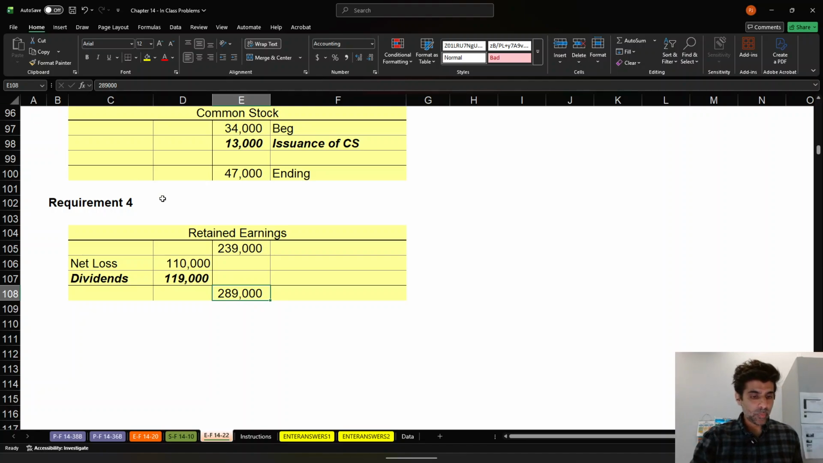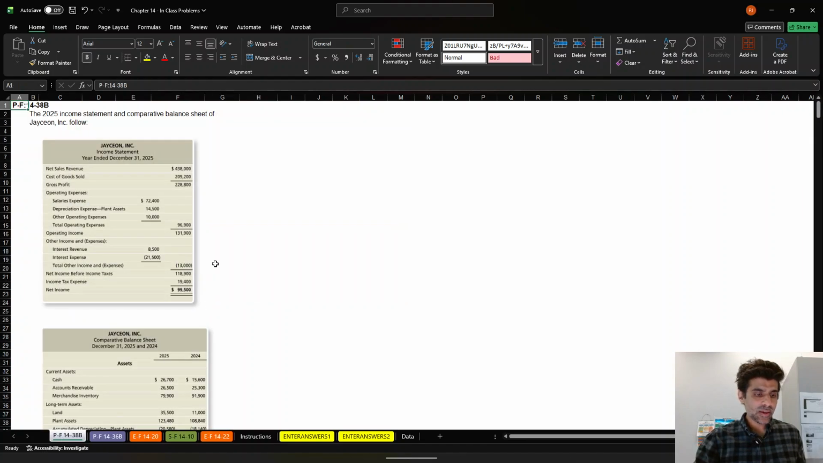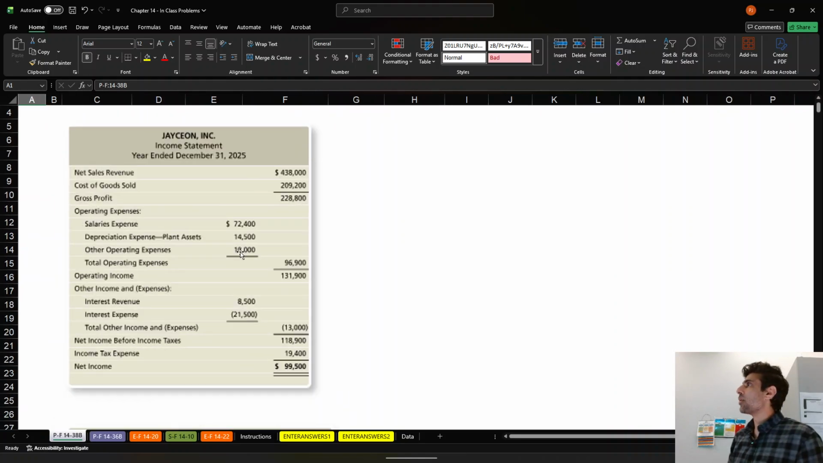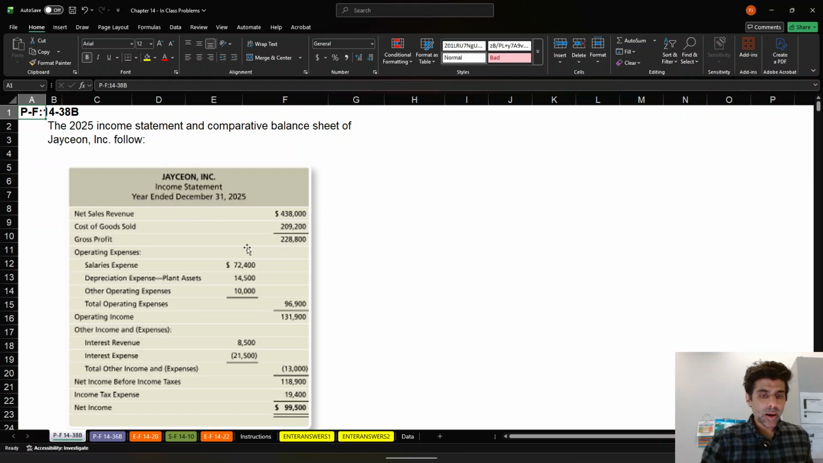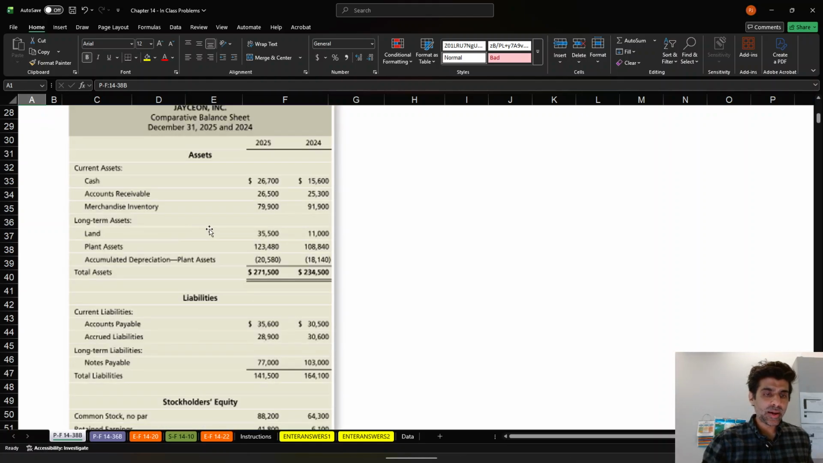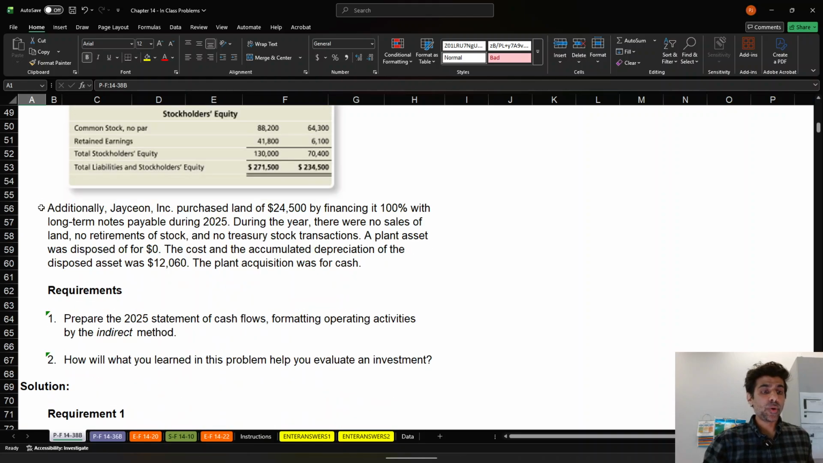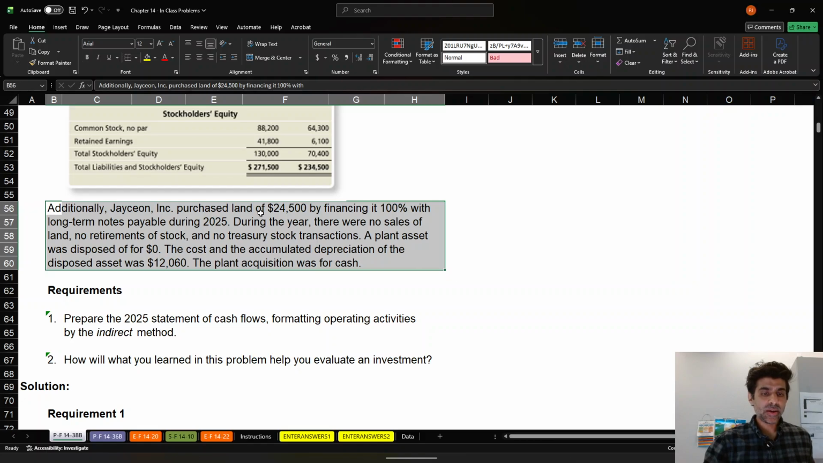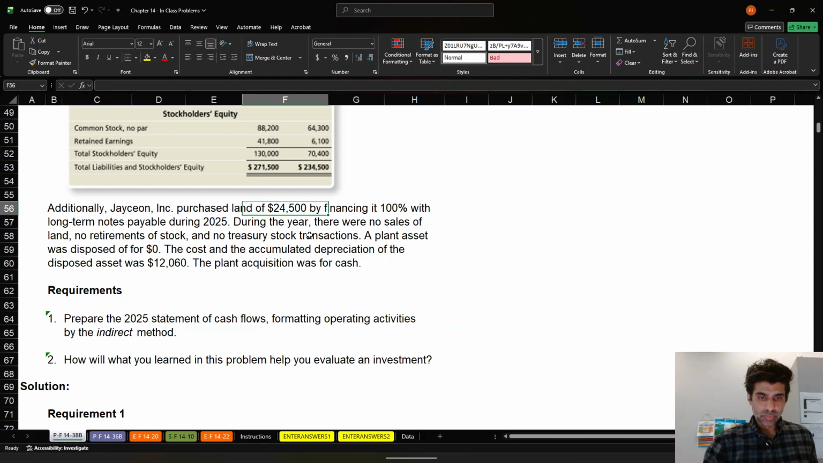Okay, let's start this 14-38B. Okay, this is now building on what we just did. You have an income statement and another comparative balance sheet. And you also have some additional information here, okay? There's an investment that was made 100% with a long-term note payable. So this is going to kind of be a note, right? Because it's not going to appear on the statement of cash flow because there's no cash that's transacted, even though it was an investing and a financing activity.